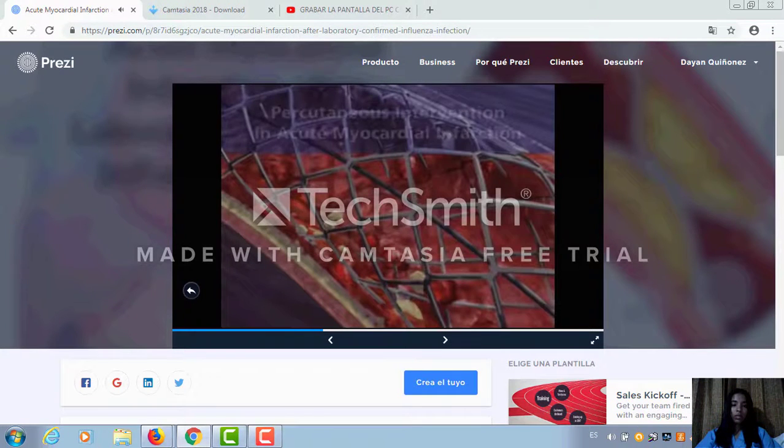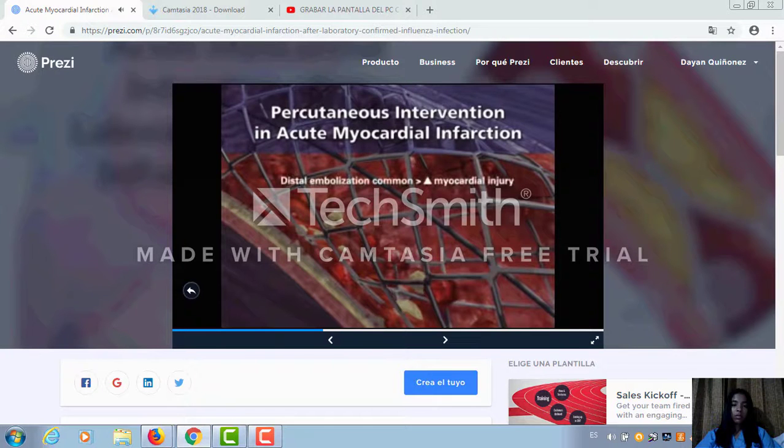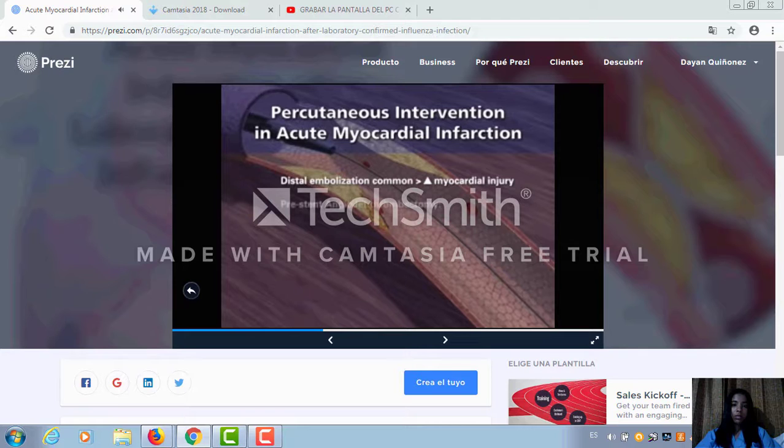In summary, percutaneous intervention in the setting of acute myocardial infarction due to coronary thrombosis is frequently associated with distal embolization and additional myocardial injury. Angiojet thrombectomy reduces the overall thrombotic burden, reduces distal embolization and its associated myocardial injury.